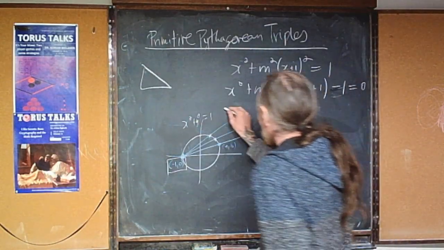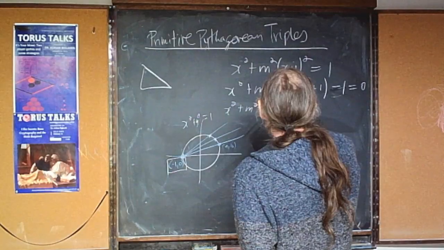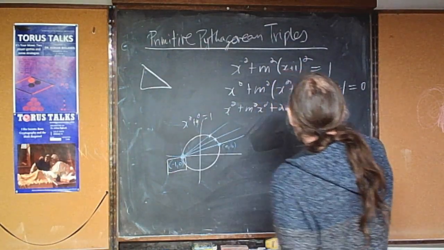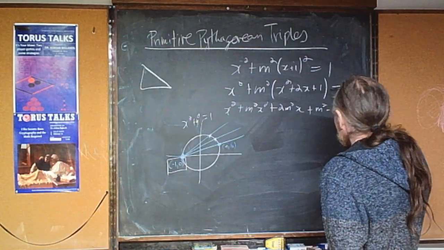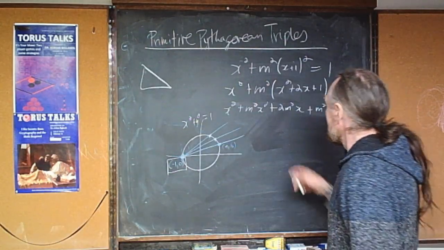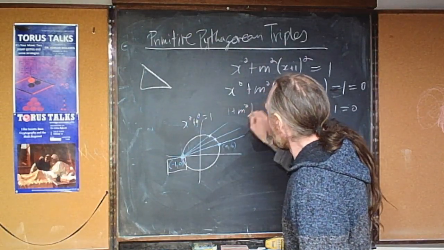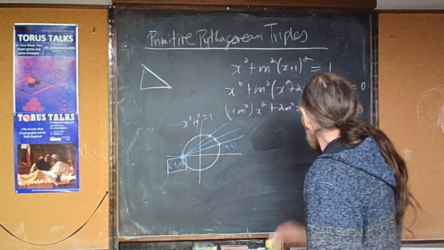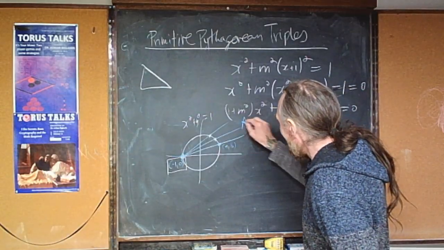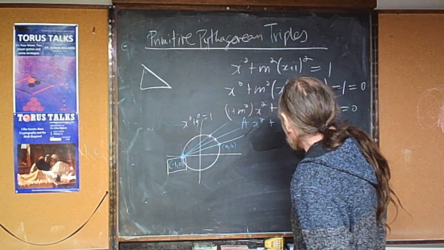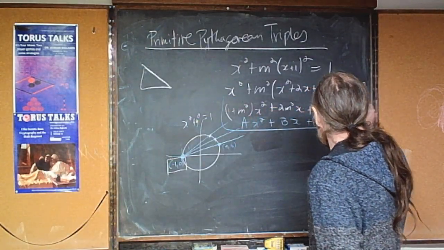So now let's expand everything. We have x squared plus m squared x squared plus 2m squared x plus m squared minus 1 equals 0. Oh, keep this, factor this out. So then we have (1 plus m squared) x squared. And now that's, for lack of a better phrase, let's use capitals, Ax squared plus Bx plus C equals 0. There's a quadratic equation. Do you see it?